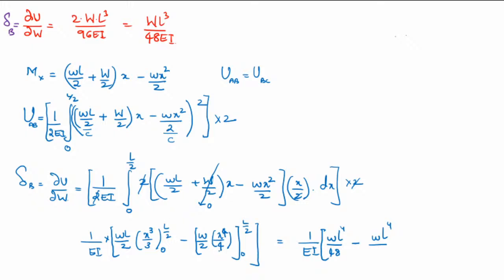this is 2 4s 8. 8 into 2 power 4 is 16. So 16 into 8, that is equal to 128. Now do the simplification of this. That is 1 by 48 minus 1 by 128 is equal to, this will be 5 by 384. This will be 5 WL power 4 by 384 EI.